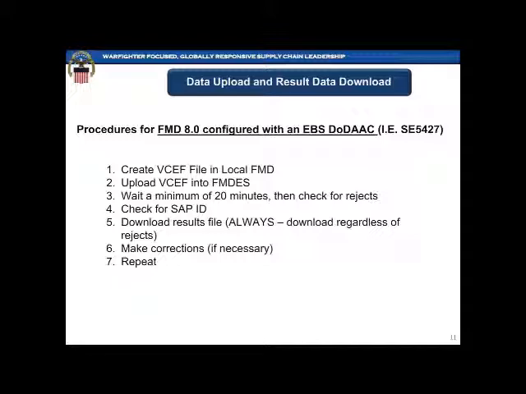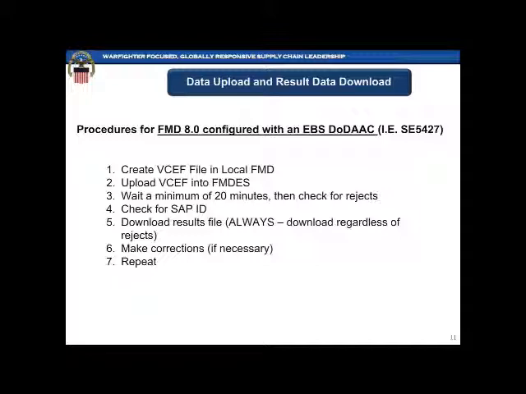Step 3, wait a minimum of 20 minutes, and then check for rejects. Step 4, always check for the SAP ID of some of the transactions to make sure that it processed and was accepted at EBS. Again, if you do not see an SAP ID for that transaction within 24 hours, contact the help desk so they can help you.